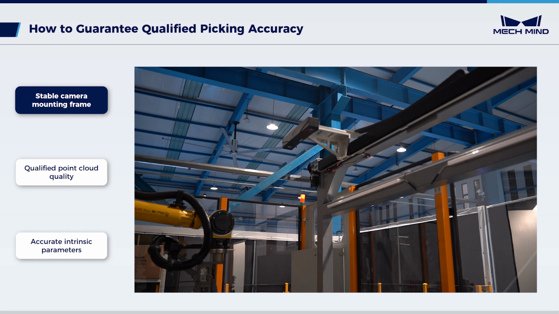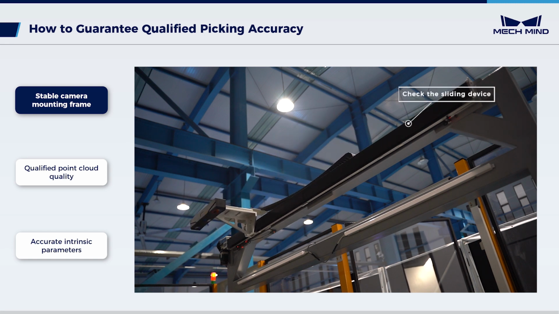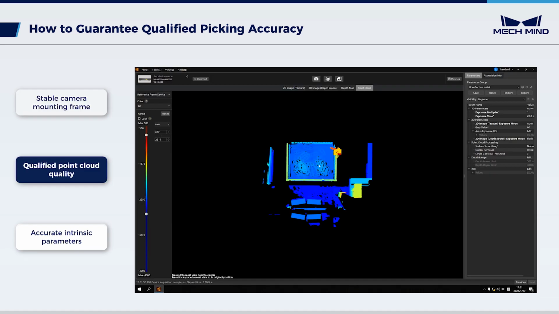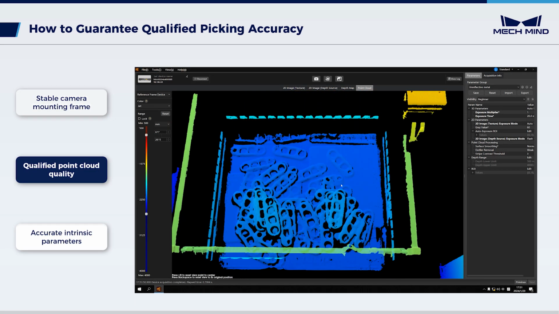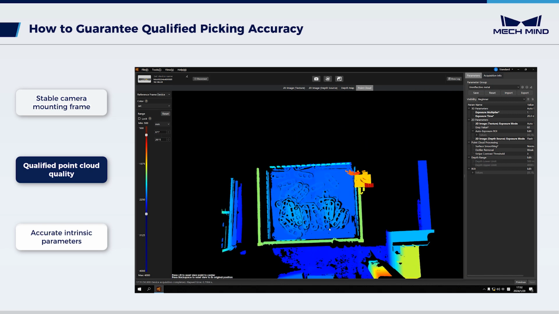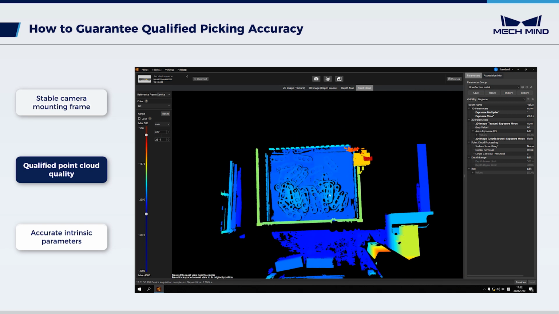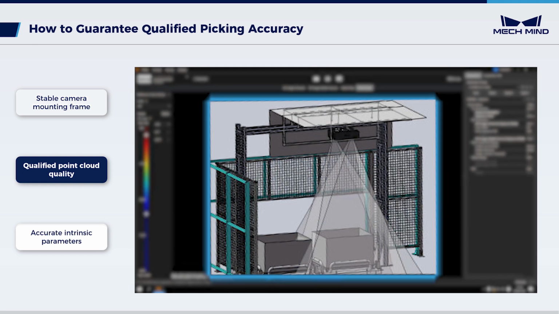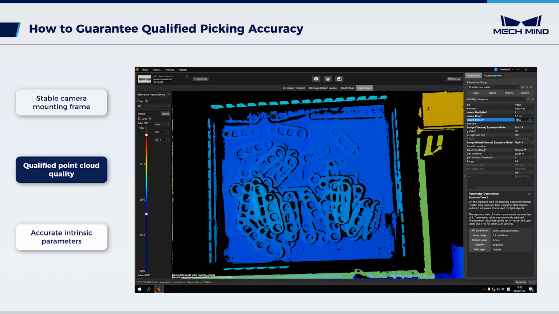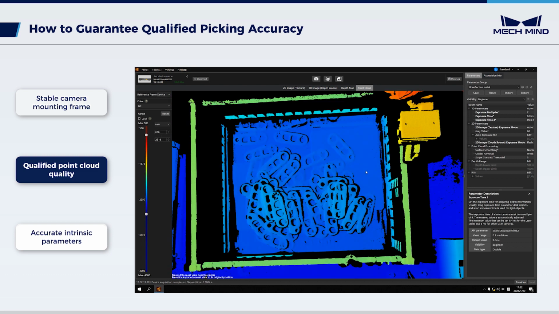Next, check the camera. Ensure a steady camera mounting frame with no shaking. If a sliding device is involved, ensure its accurate repeatability. Confirm the point cloud quality. Ensure the workpiece is in the camera's field of view. Check the impact of ambient light on the workpiece point cloud. When the impact is significant, shade the light in the workstation. Then, adjust the camera's 3D exposure parameters for a complete workpiece point cloud.